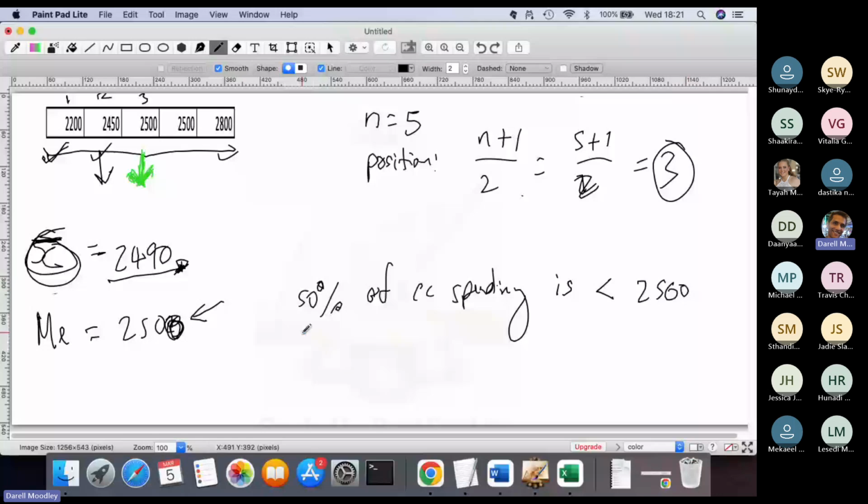Does that make sense to everyone? Does everyone not understand this? Remember, the median is in the middle, so that means half the data is below it, right? So 50%, in other words, half of credit card spending is below 2,500 rands.